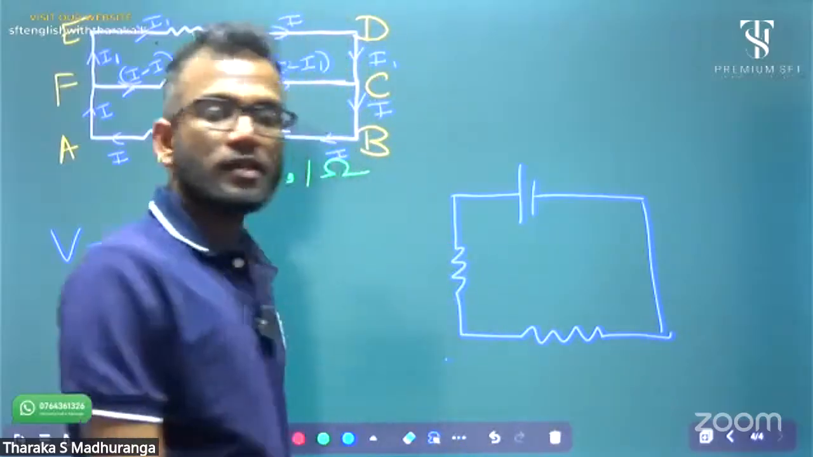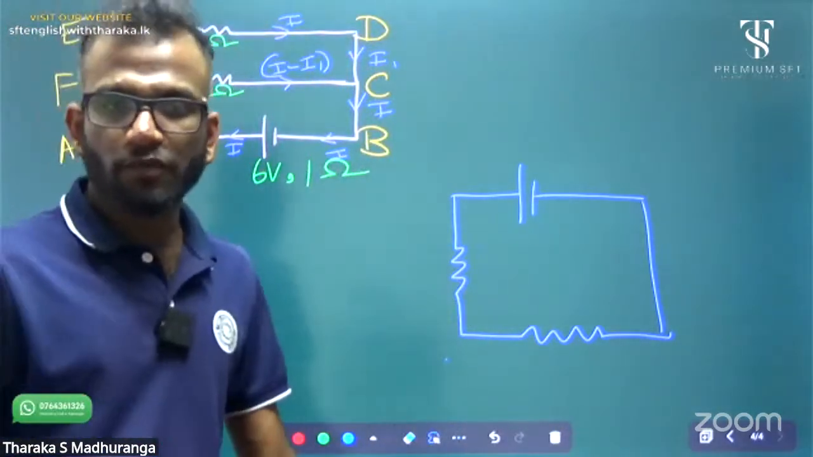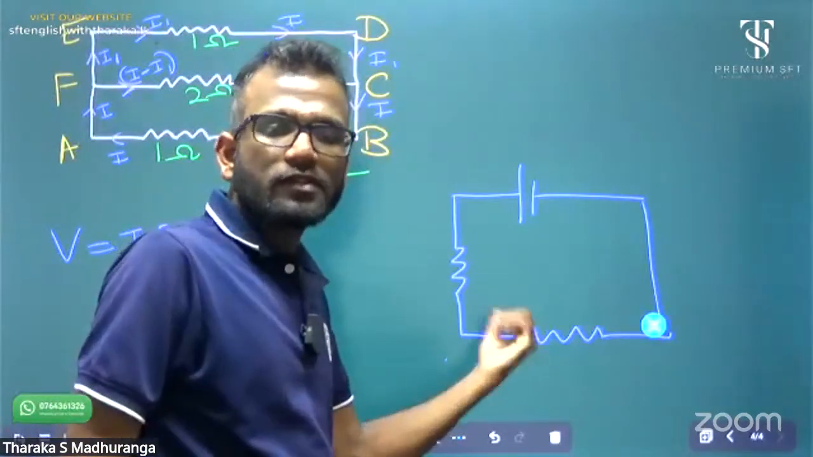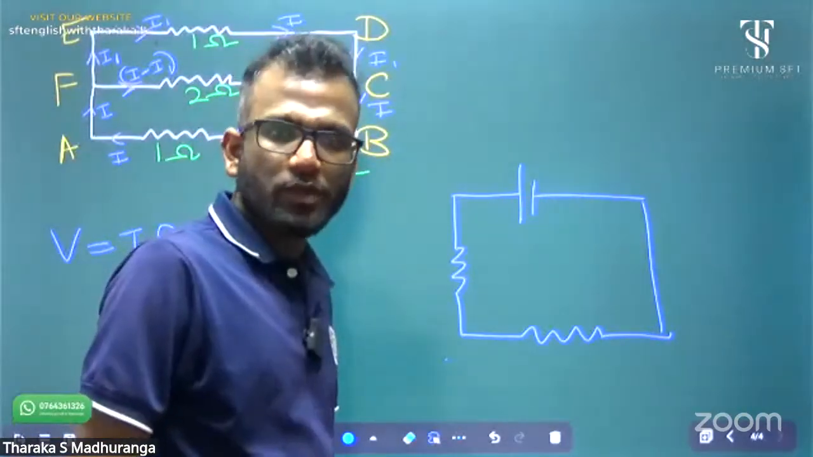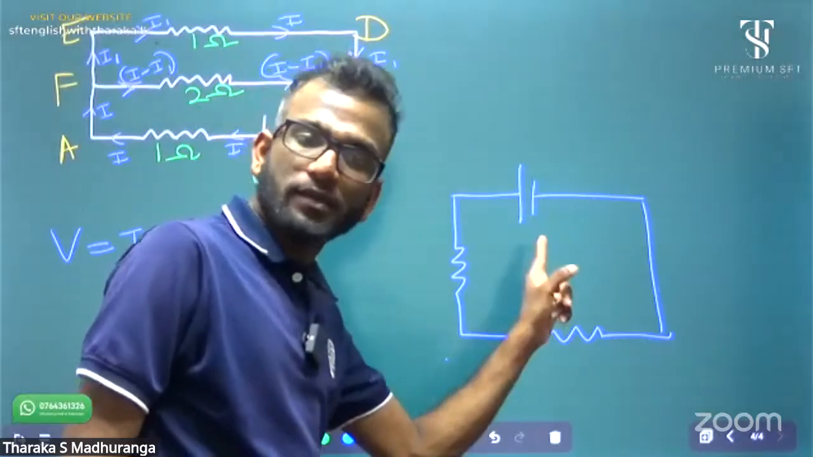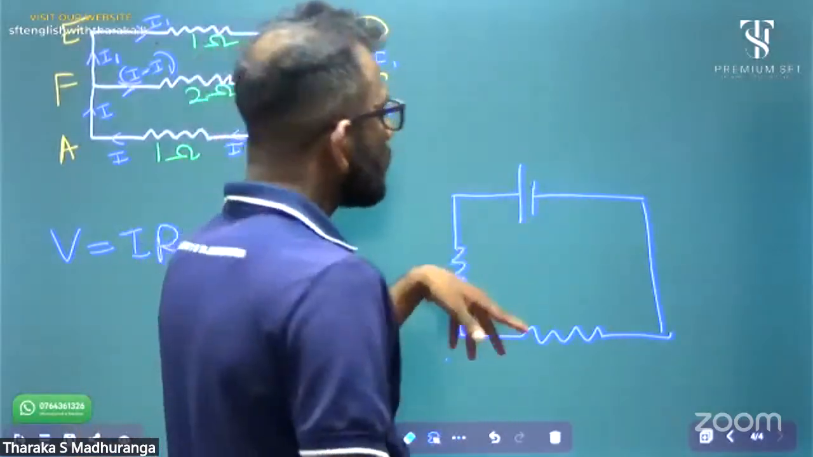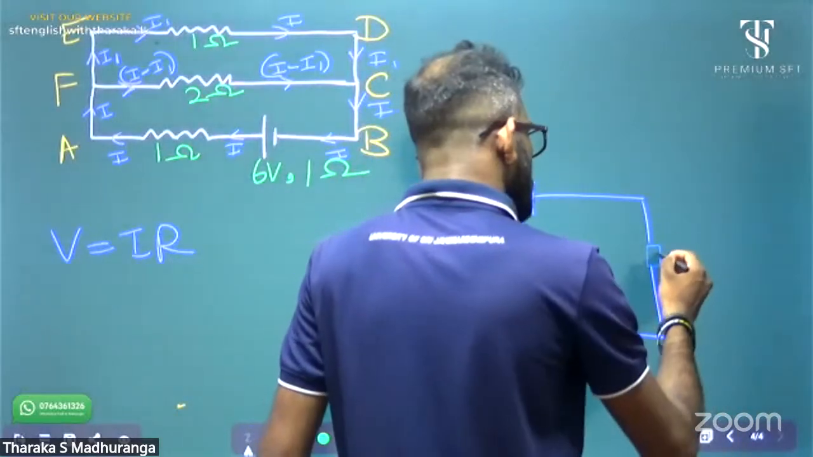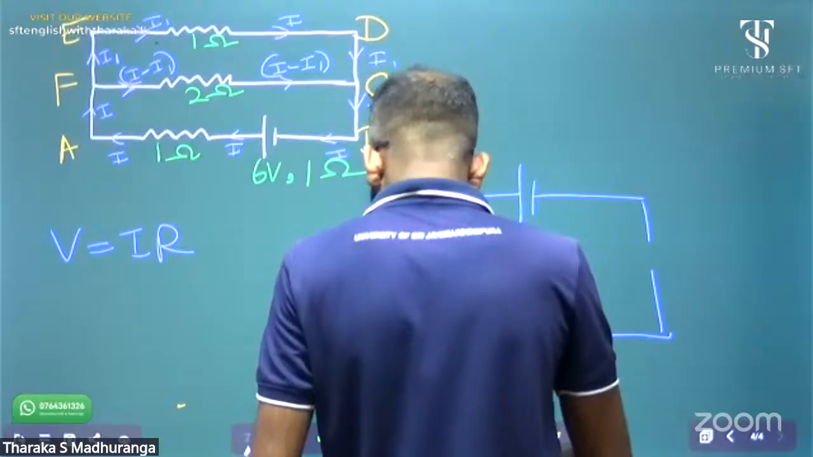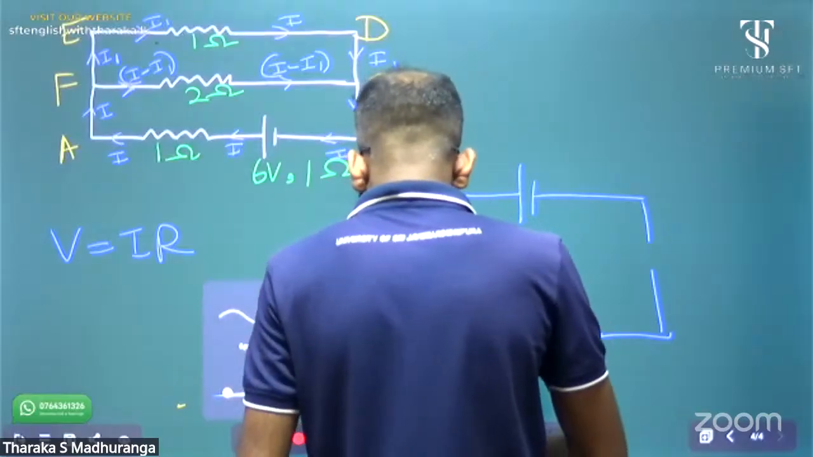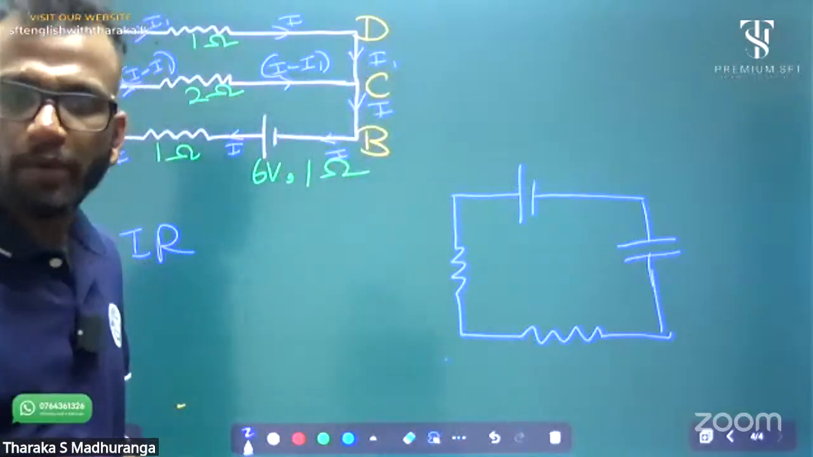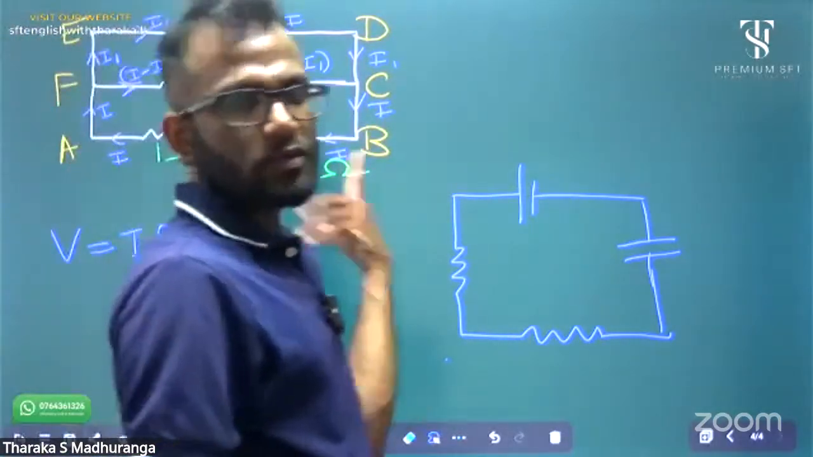Okay, for this type of circuit, you don't need Kirchhoff's law because you can get the equivalent resistance and use Ohm's law to calculate I. But if it is a current dividing circuit, with more than one battery like this, you can't calculate by Ohm's law, you have to use Kirchhoff's law.